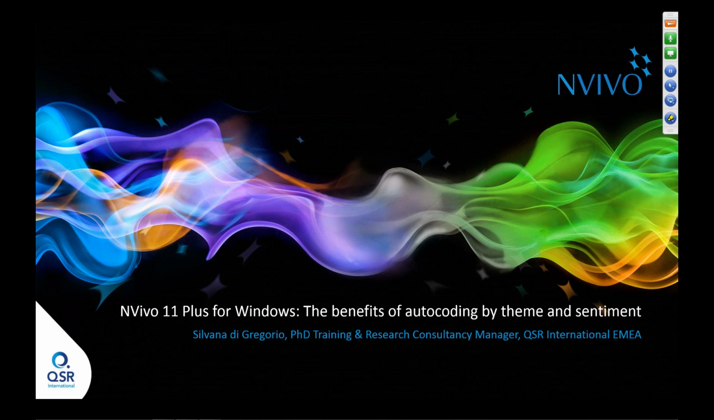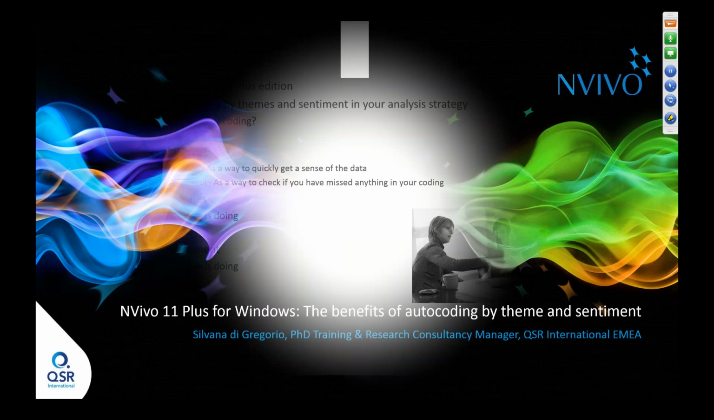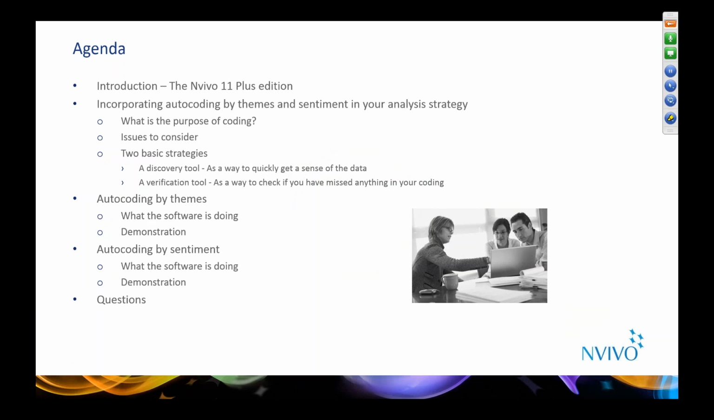So what I'm going to be focusing on today is the new edition that's come out in NVivo 11, NVivo 11 Plus for Windows, and the benefits of the Plus edition in terms of the fact that it enables you to autocode by theme and sentiment. First I'll briefly talk you through the different editions that NVivo 11 comes in. And as I said, the focus of this session is the Plus edition.